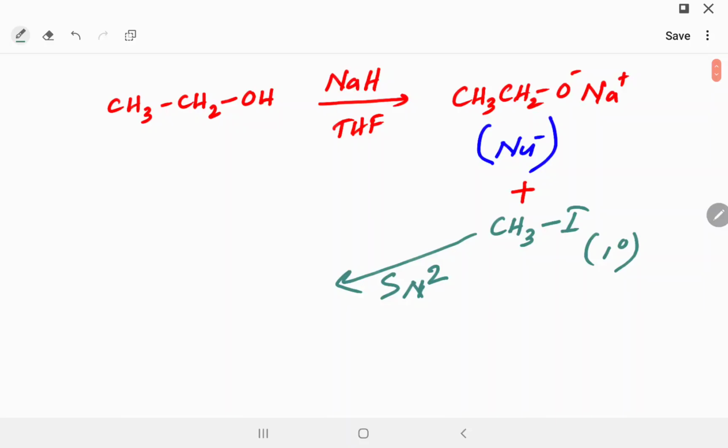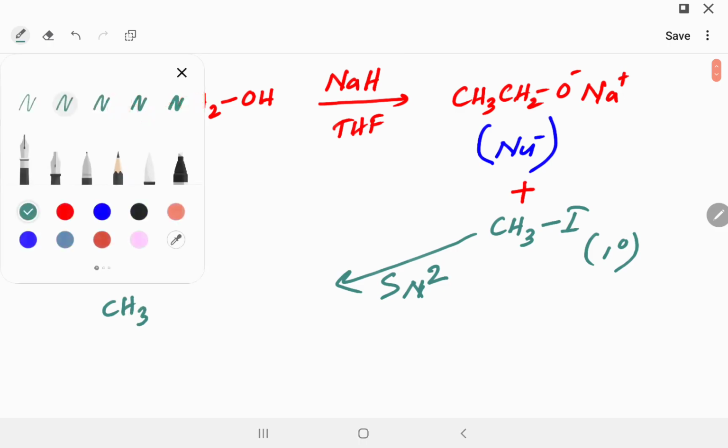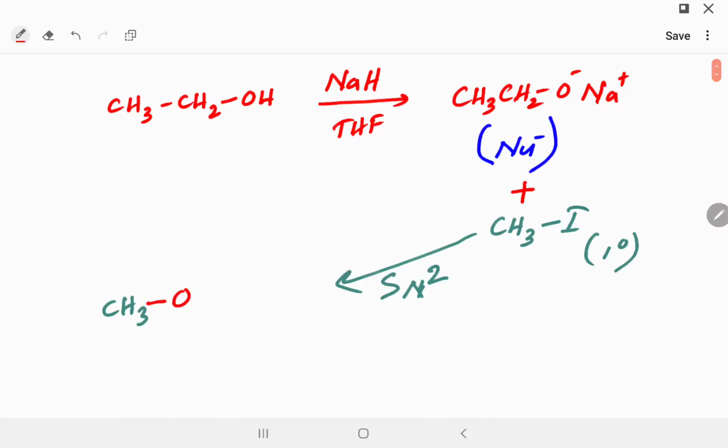The SN2 reaction takes place between the nucleophile that we just prepared using the alkoxide ion and the CH3I, and then what you get is CH3OCH2CH3. This is the ether that we get.